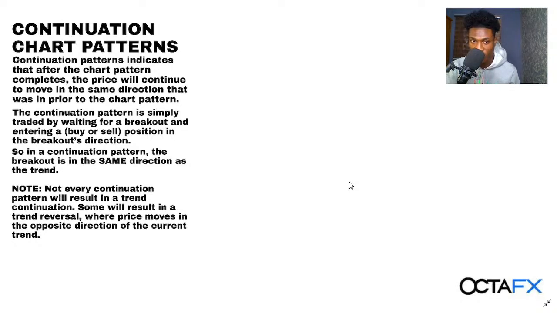If it was in a downtrend and the continuation chart pattern forms, you wait for the breakout to continue in the downtrend, right? So in a continuation chart pattern, the breakout is in the same direction as the trend. Another important thing to note is that not every continuation chart pattern will result in a trend continuation. Some will result in a trend reversal, where price moves in the opposite direction of the current trend.